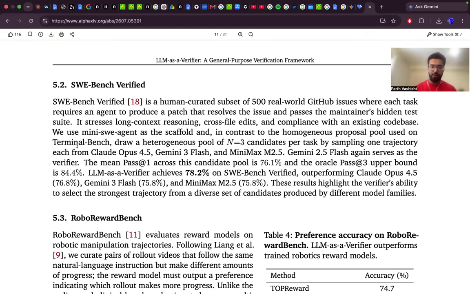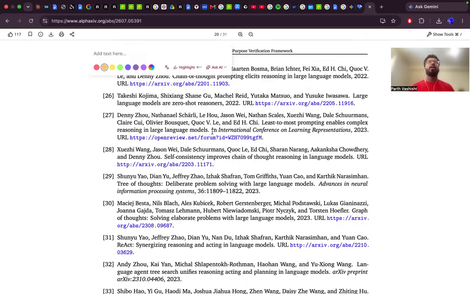SWE-bench Verified is a human-curated subset of 500 real-world GitHub issues, where each task requires an agent to produce a patch that resolves the issue and passes the maintainer's hidden test suite. It stresses long-context reasoning, cross-file edits, and compliance with an existing code base, and we use mini SWE agent as a scaffold. Okay, so we are getting some.